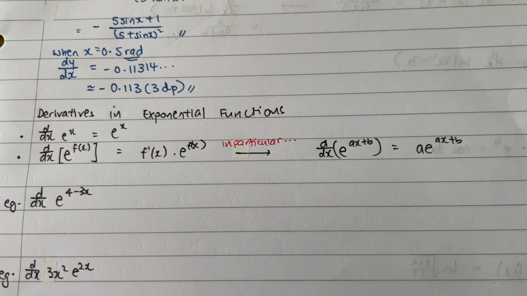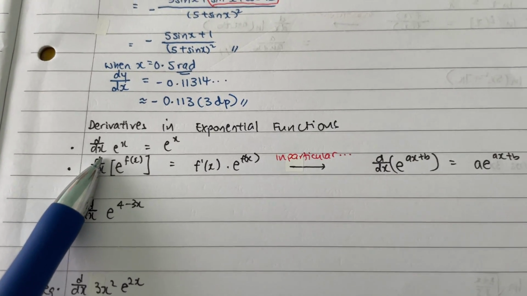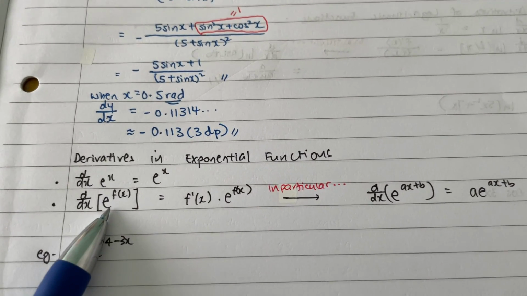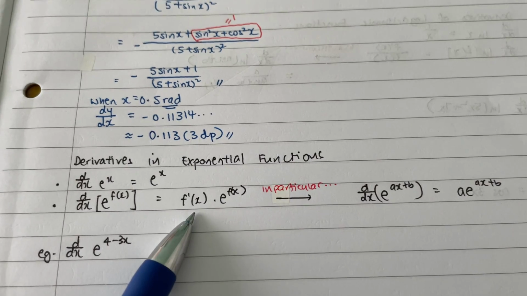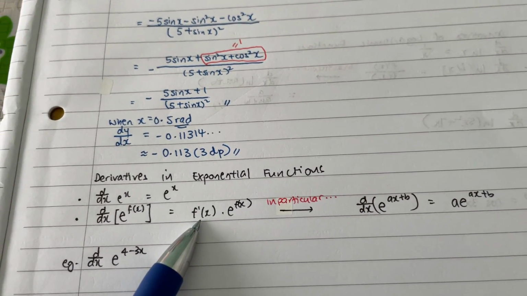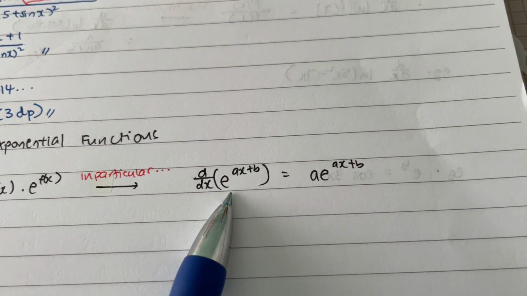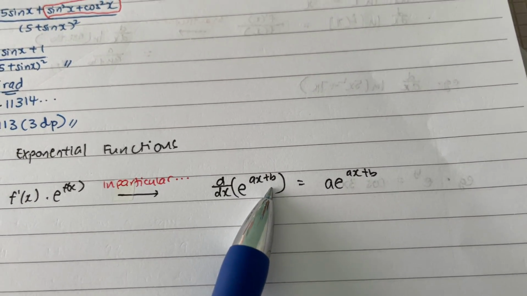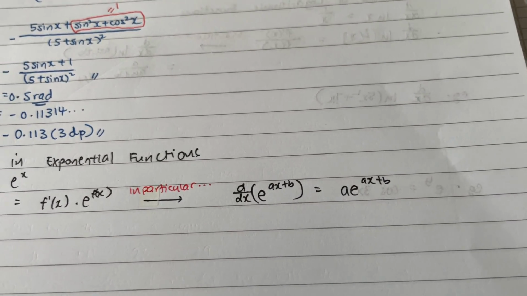Next, let's take a look at derivatives of exponential functions. These are the things that you need to know. The derivative of e^x is also e^x. The derivative of e to the power of f(x) is e to the power of f(x) multiplied by the derivative of f(x). So in particular, when you want to differentiate e to the power of ax plus b, you've got to differentiate ax plus b first, to give you a multiplied by e to the power of ax plus b.